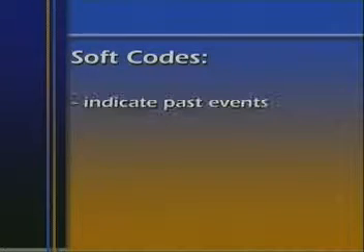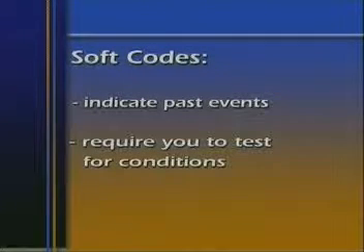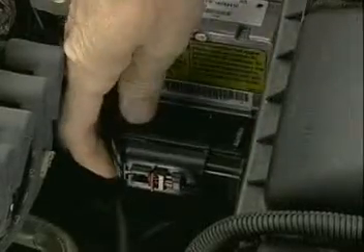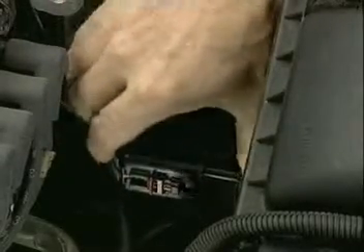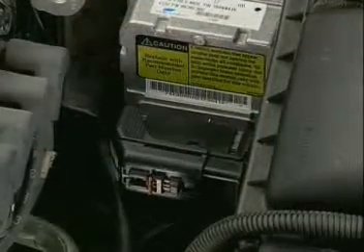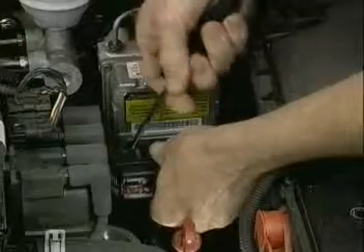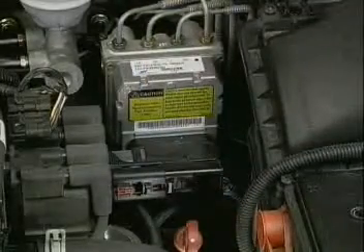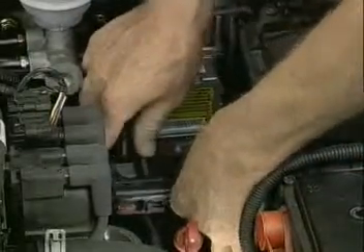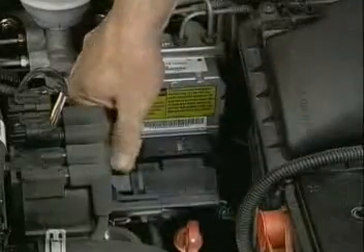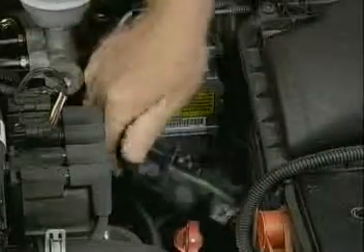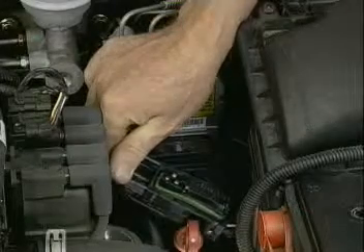Soft codes, or events that have happened in the past, require that you test for conditions that could cause an intermittent problem in the affected circuit. Soft codes often result from loose or corroded connectors, so never disconnect them until you try a wiggle test on the connector to try to duplicate the problem. Disconnecting and reconnecting a connector before doing a wiggle test may correct a condition, but you would not necessarily identify the source, and you could spend a lot of additional time checking other connections and components unnecessarily.